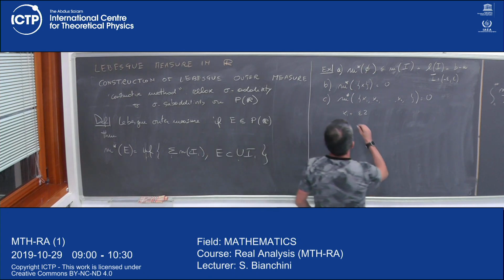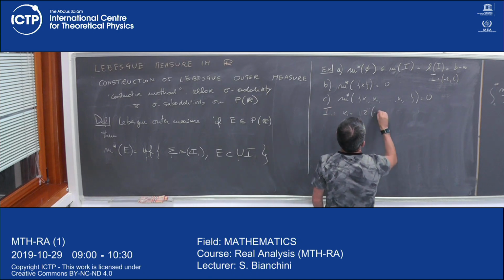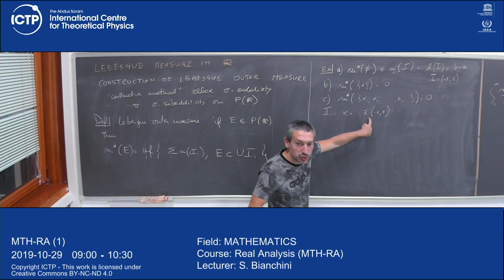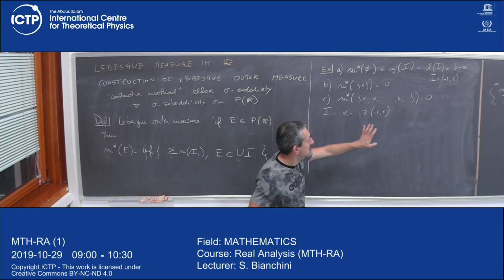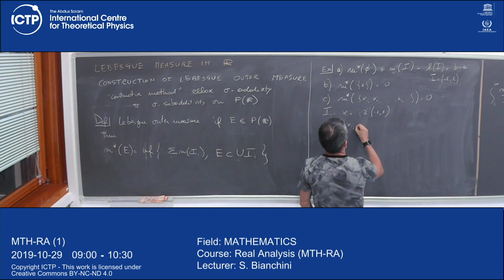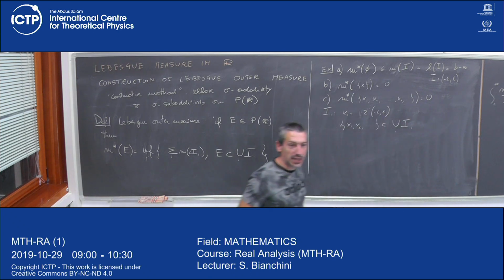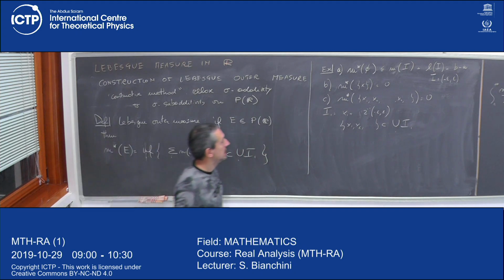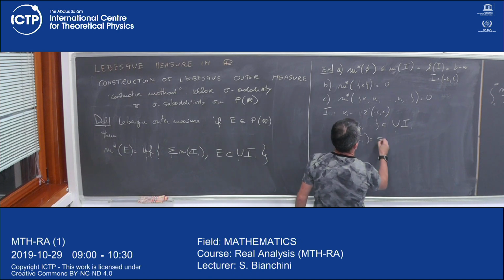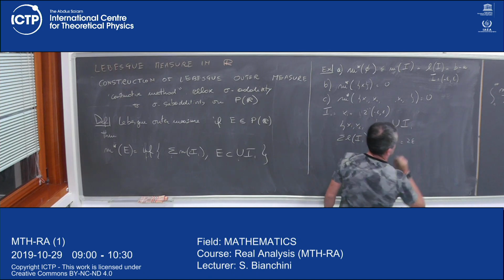Okay, so I cover the i-th point with an interval of length 2 epsilon times 2 to the minus i, from minus epsilon 2 to the minus i to epsilon 2 to the minus i. So this set is clearly contained in the union of these intervals. And so what is the length? The sum of the lengths of these intervals is the sum of 2 epsilon 2 to the minus i, and this is 2 epsilon.